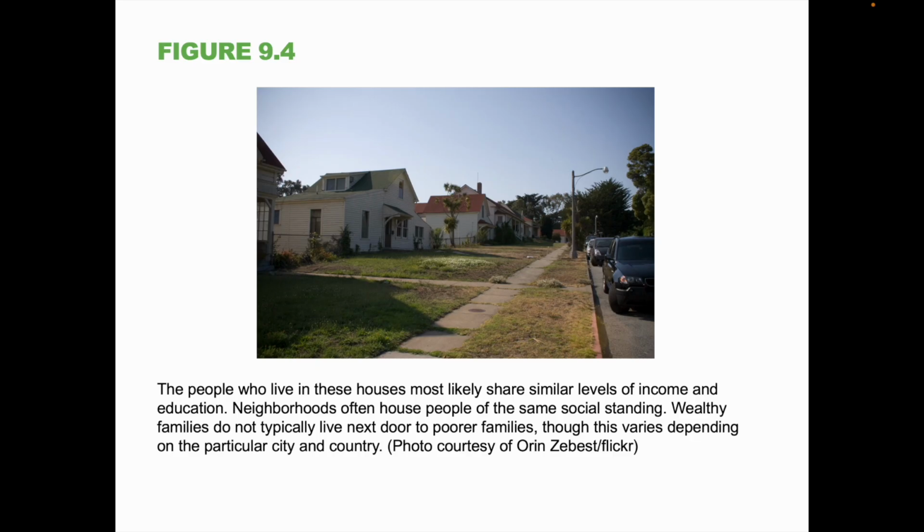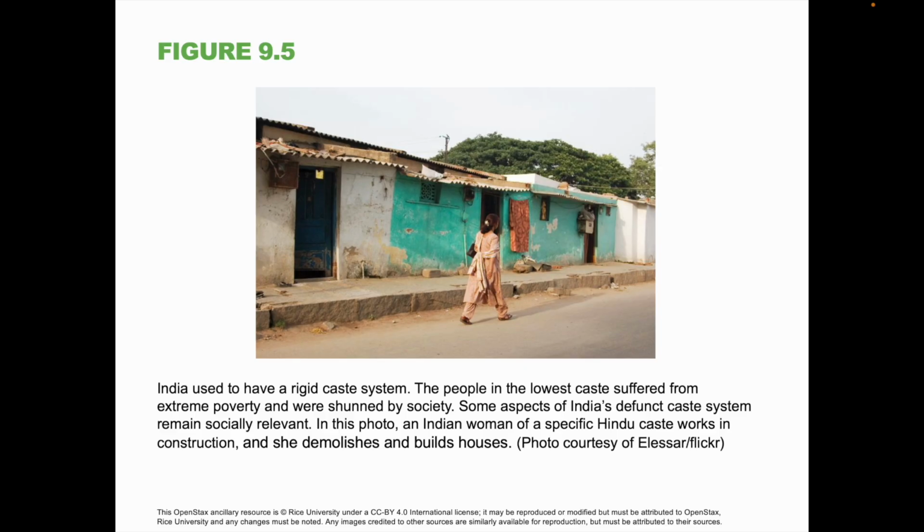Figure 9.4. The people who live in these houses most likely share similar levels of income and education. Neighborhoods often house people of the same social standing. Wealthy families do not typically live next door to poorer families, though this varies depending on the particular city and country. Figure 9.5. India used to have a rigid caste system. The people in the lowest caste suffered from extreme poverty and were shunned by society. Some aspects of India's defunct caste system remain socially relevant. In this photo, an Indian woman of a specific Hindu caste works in construction, and she demolishes and builds houses.